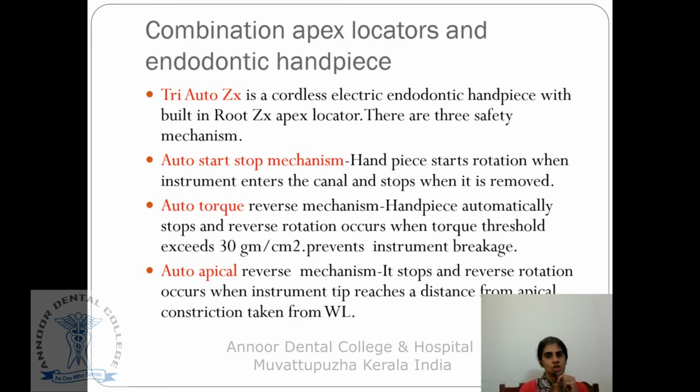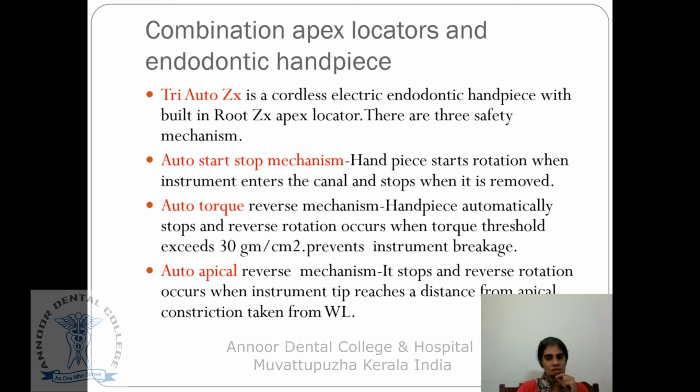Moving on to the combination of apex locator and endodontic handpiece. That is, in one system itself, you have both, which function as an apex locator as well as an endodontic handpiece to prepare the root canal. One such example is the Tri Auto ZX. It is a cordless electric endodontic handpiece with a built-in Root ZX apex locator. Basically, you have three safety mechanisms in this type of machine. One is an auto start stop mechanism. Next is an auto torque reverse mechanism. Next is an auto apical reverse mechanism.